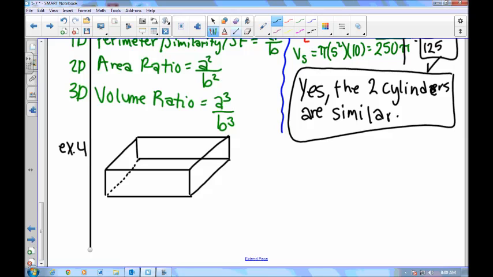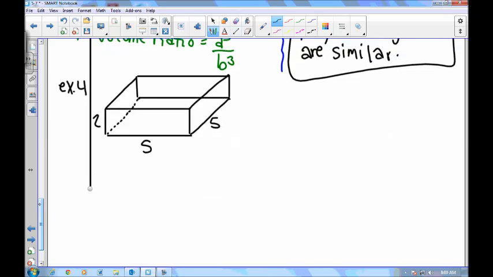Okay, this is 2, 5, and 5, but we need a second one. This one will be smaller. Again, two congruent offset rectangles. And then you connect the corners. 1, 2, and 2. Are these similar?